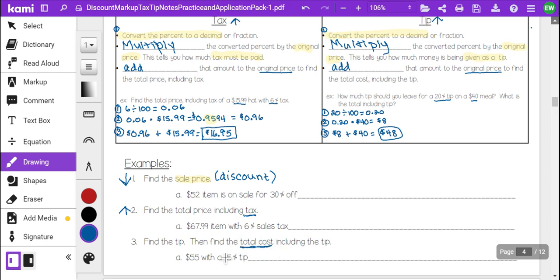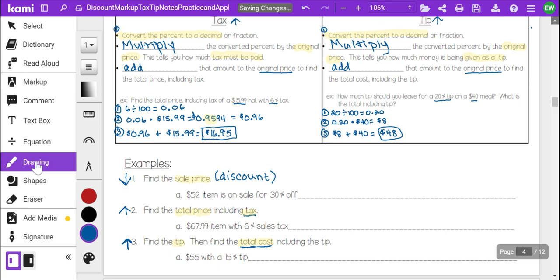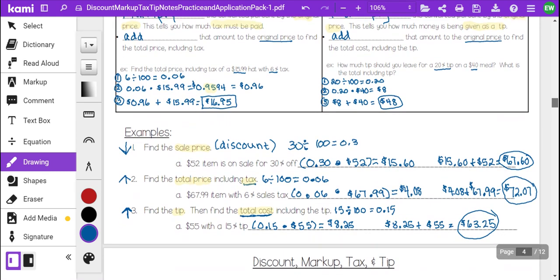So to find the total cost, you need to find the tip. So it's kind of repetitive, but we're going to let that slide. Okay? So let me finish this highlighting. We got total price with tax and total price with tip. Go ahead and try these and come back to see how you did. Alright, go ahead and look at these answers. Pause if you need to make any corrections.